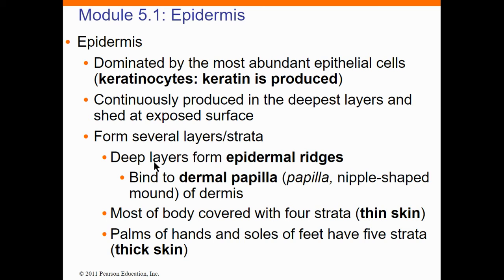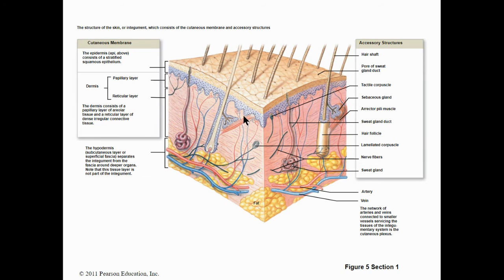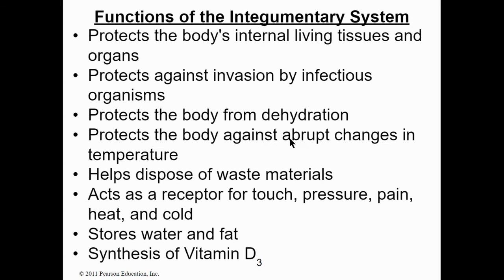The deepest part of the epidermis forms an epidermal ridge. And then that ridge binds to the dermal papilla, which is a nipple-shaped mound of the dermis. So if we go back to this here, see these bottom purple things here? The epidermal ridge is the bottom purple part, and then it connects to the light pink part, which is called the papillary, right there. Okay, so those are the 2 layers, and there's another picture we'll show as well.